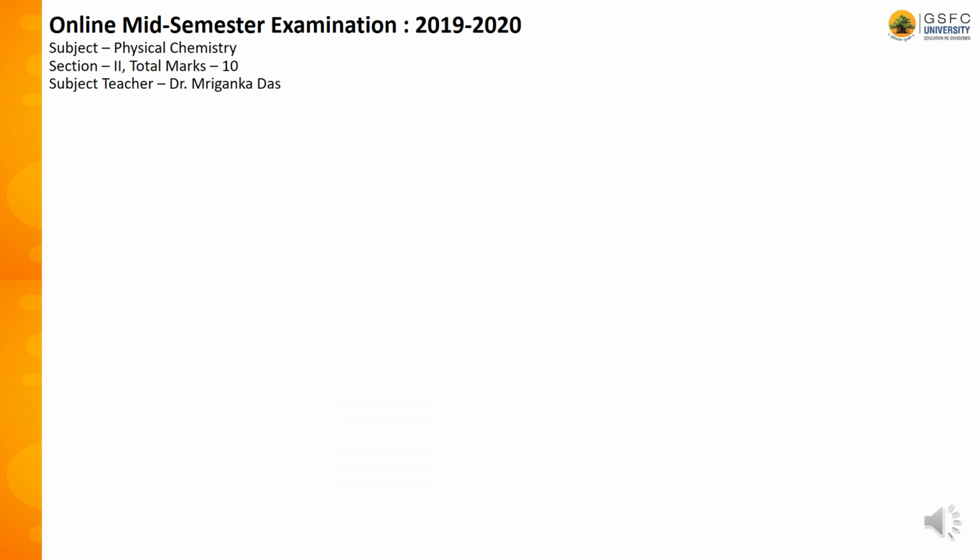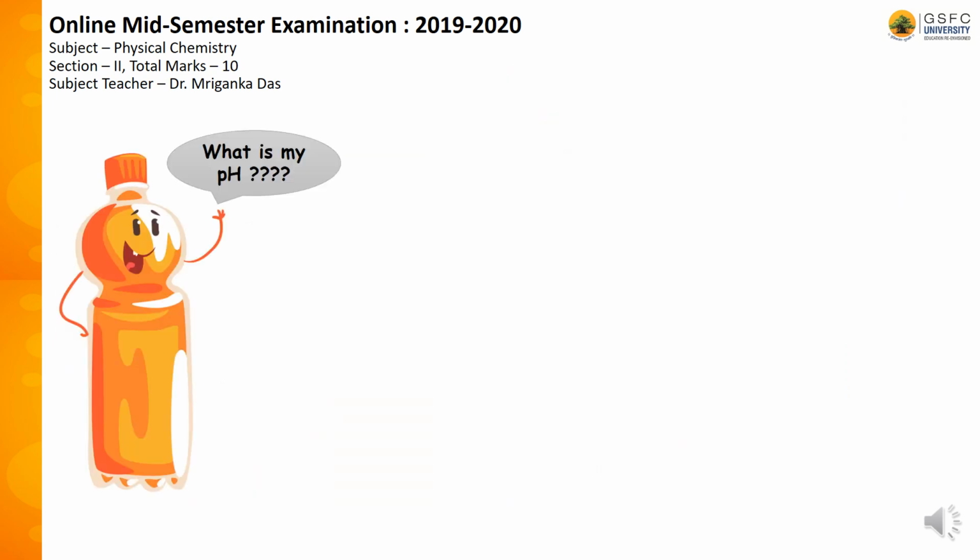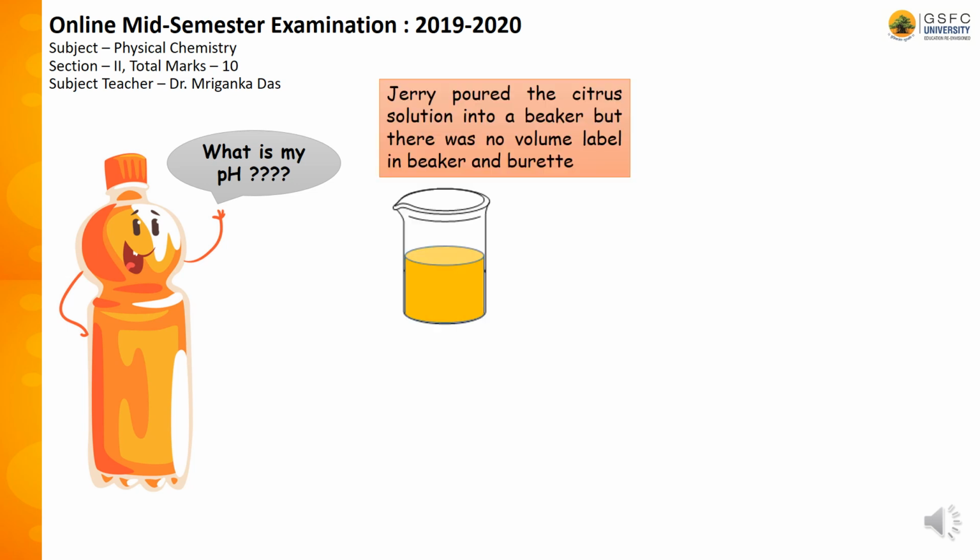So, it might be the pH. So, what is the pH of that solution? There is a beaker and a burette in his house, but they were not volumetrically marked or labeled properly. But still Jerry poured the citrus solution into that beaker.